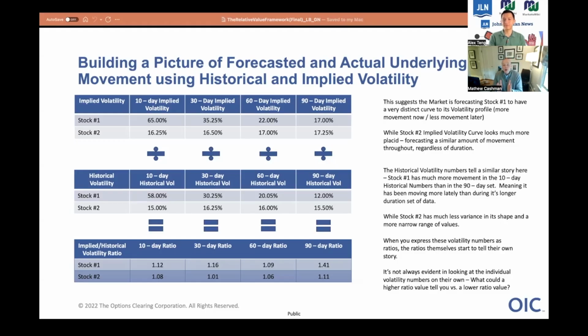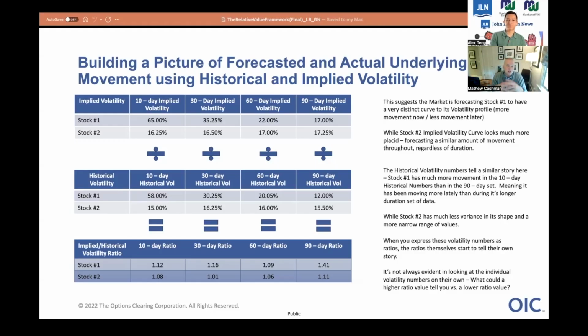Now, the hard part about this is exactly what we talked about earlier. Historical volatility is backward-looking, and implied volatility is forward-looking. So what you're really doing here is comparing the historical volatility of the last 10 days to what the market is forecasting for the next 10 days. The historical volatility of the last 30 days to what the market's implying for the next 30 days. And 60 days and 90 days, right? That's really what you're doing.